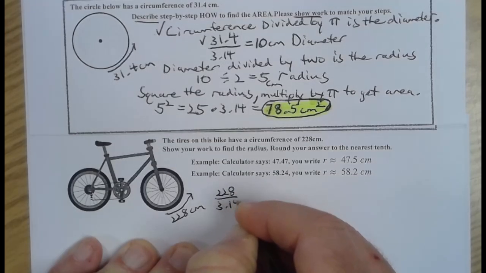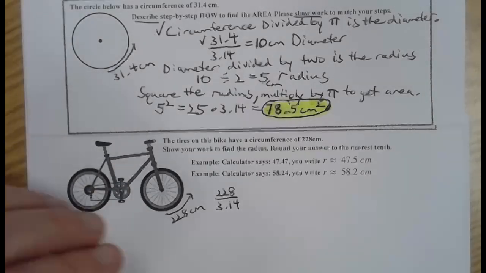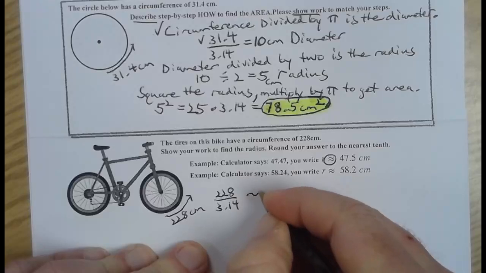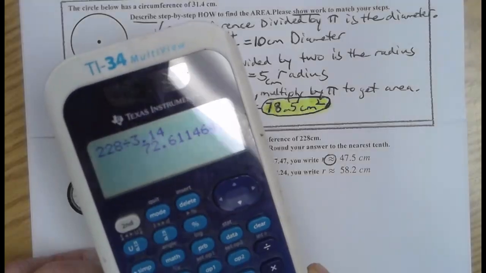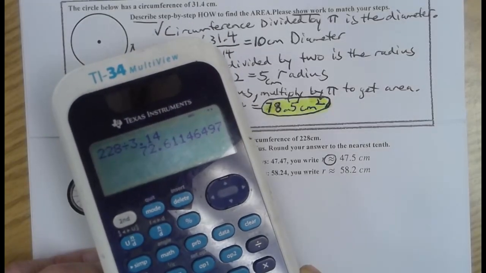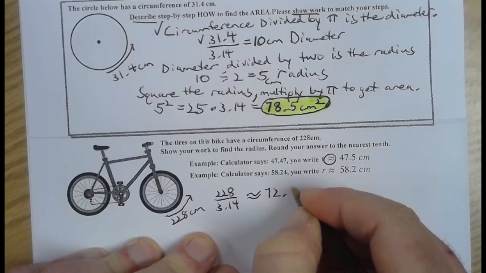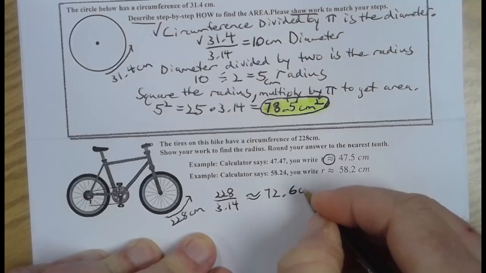This one's going to be short and sweet. 228. Whoops, I almost did times. I don't want to do that. I hope you didn't do that. 228 divided by 3.14. Oh, we're going to do rounding this time. So I have a big long decimal. I'm going to round that off to 72.6 because the directions say to do that, and why not? It makes it easier. That is centimeters.